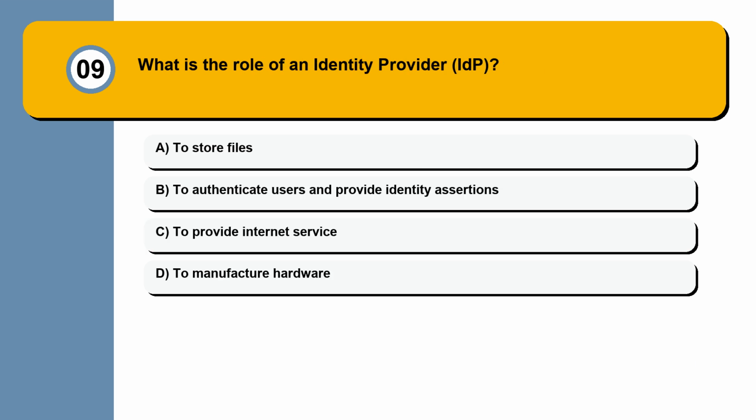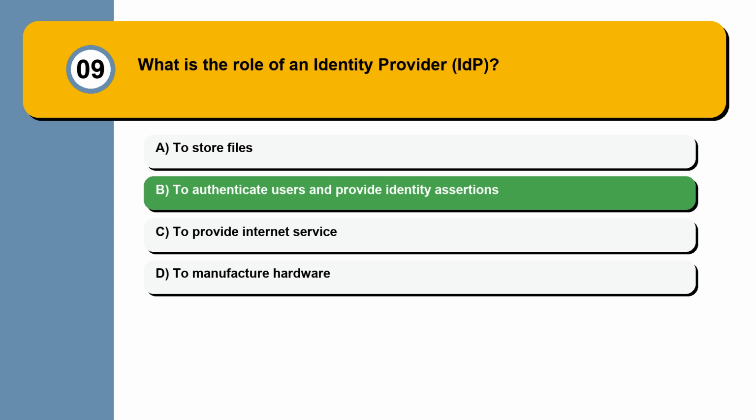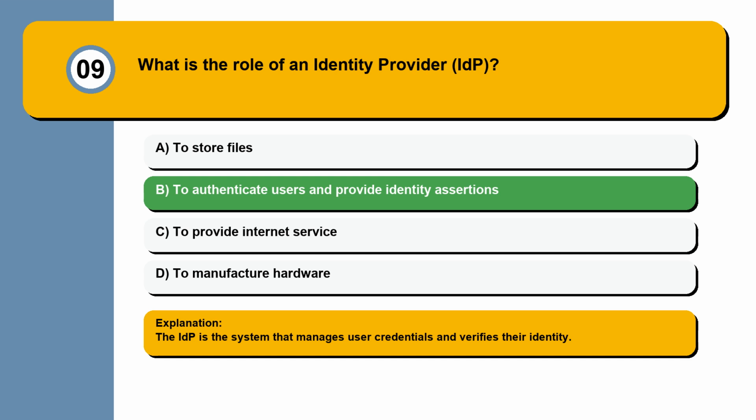Question 9. What is the role of an identity provider, IDP? To store files, to authenticate users and provide identity assertions, to provide internet service, to manufacture hardware. The IDP is the system that manages user credentials and verifies their identity.